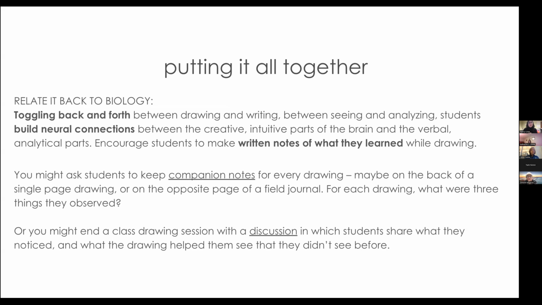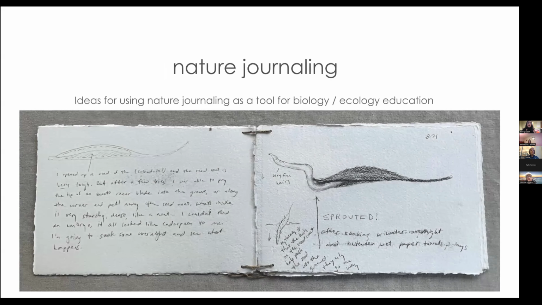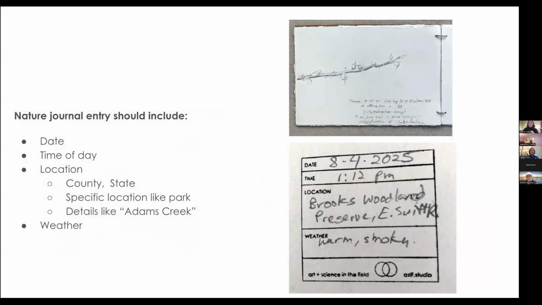So this might mean that you're labeling a cell, parts of a cell, or it might mean that you're putting notes in your nature journal. You might have drawings on one side of the page and notes on the other. Or it might mean a discussion after class where everybody talks, share 3 things that you learned while you were drawing, or something like that. But I also have some prompts that are part of nature journaling exercises that I do. And nature journaling can also happen in the lab. It might be a journal that you keep as a microscope drawing journal or something like that.